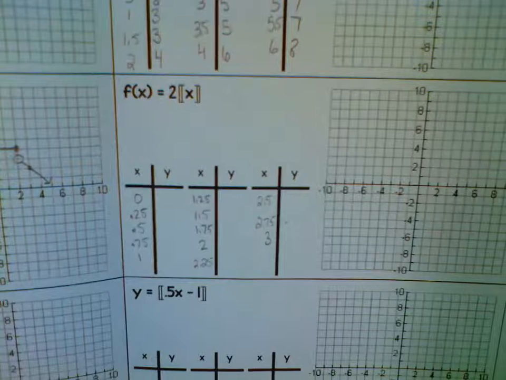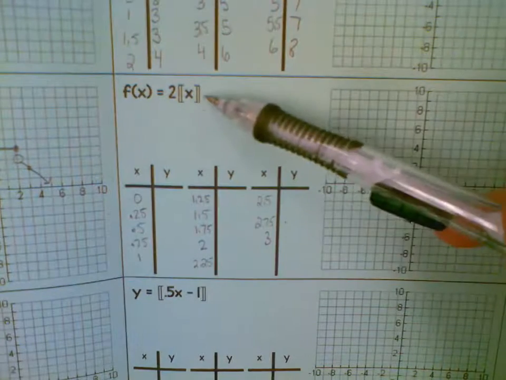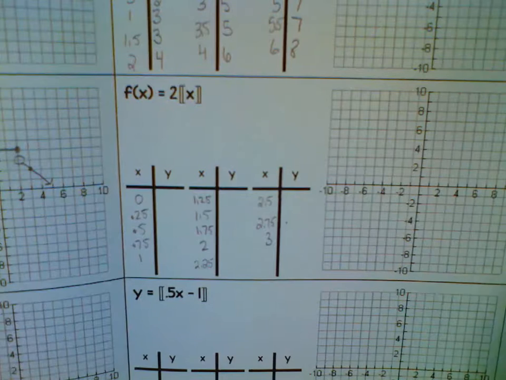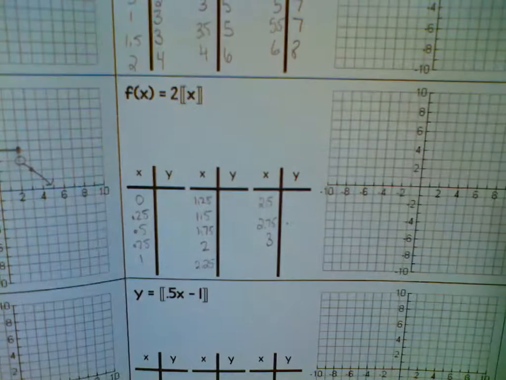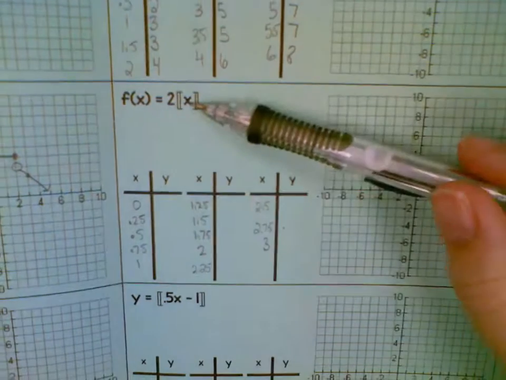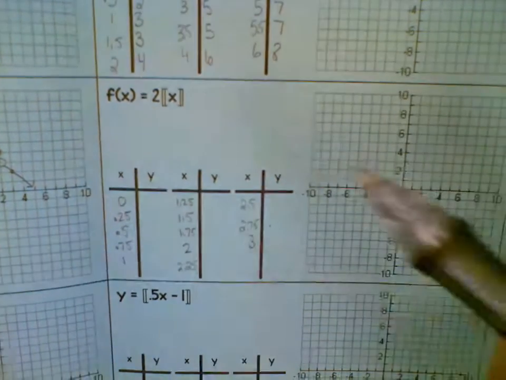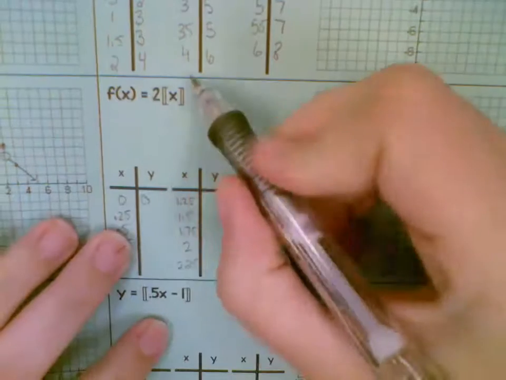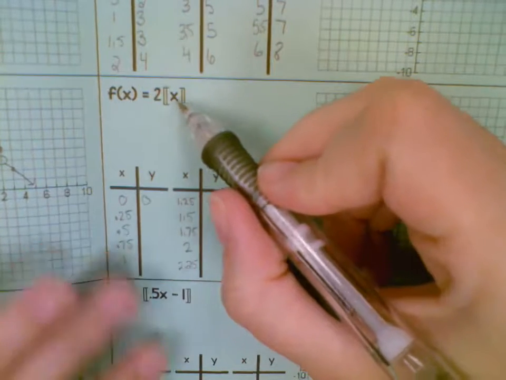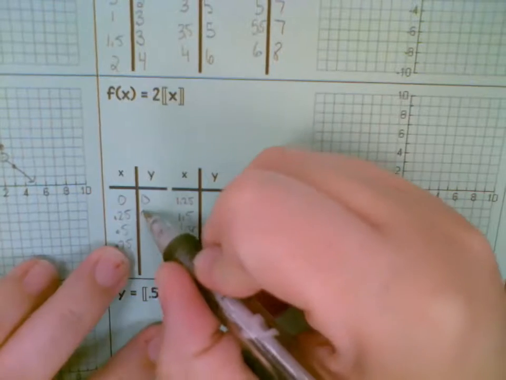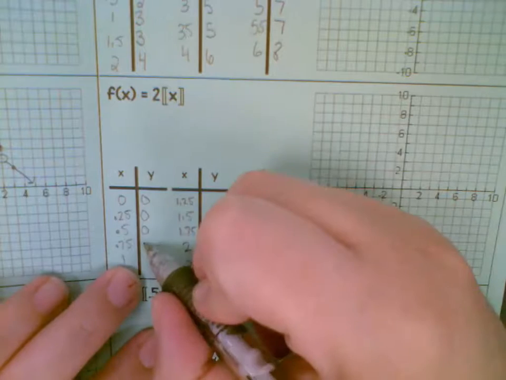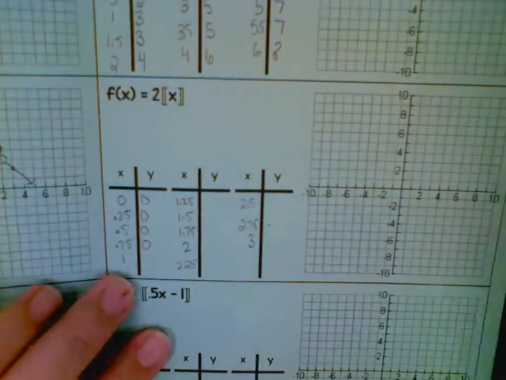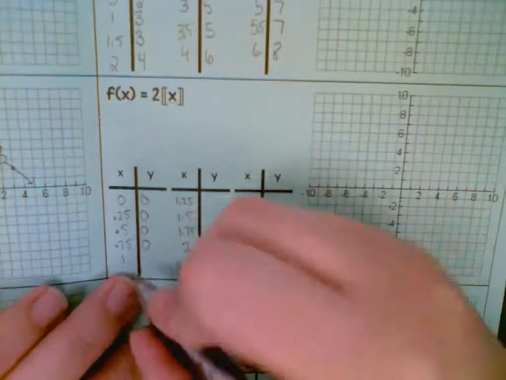Okay, so remember with these though, the brackets are kind of like parentheses or absolute value bars, so you have to do what's inside of it first. So when we plug stuff in, we round first and then multiply. Okay, so if we round 0, we get 0 times 2 is still 0. So if we plug in 0.25 and round down to the nearest integer, it rounds down to 0 times 2 is still 0. 0.5 rounds to 0 times 2. 0.75 rounds to 0 times 2. Okay, 1 rounds to 1 times 2 is 2.